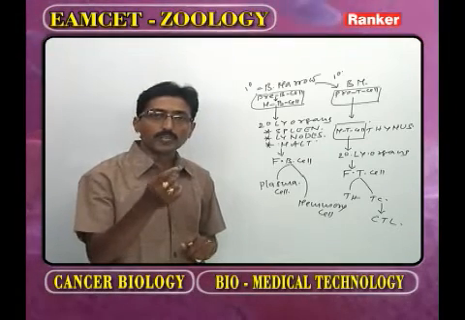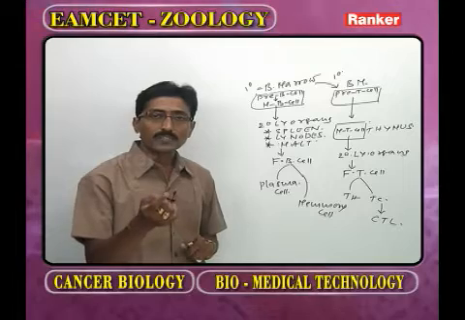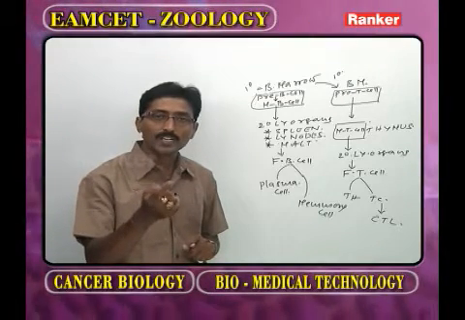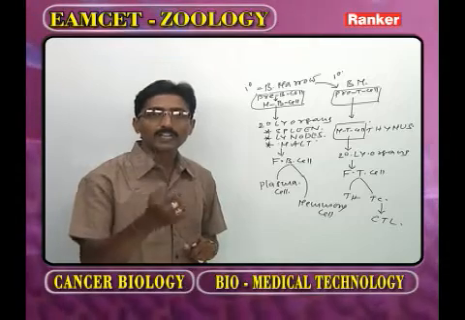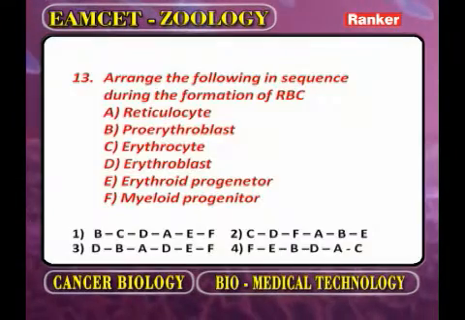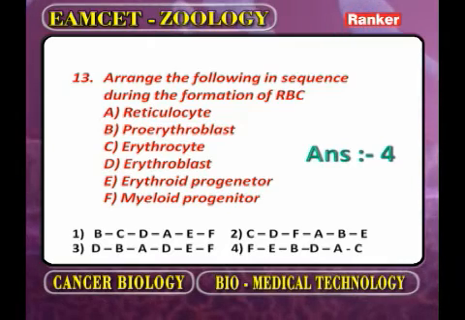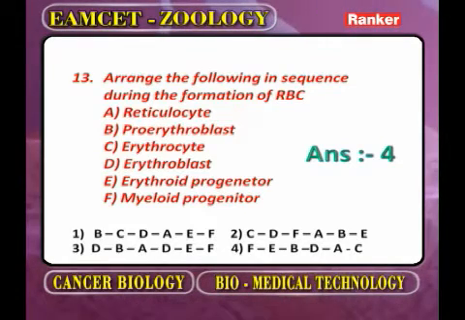That gives rise to erythroblast. That gives rise to reticulocyte. That gives rise to the functional RBC or erythrocyte. Now based on this, you observe the answer. Now the answer is the fourth one. What is the fourth option?